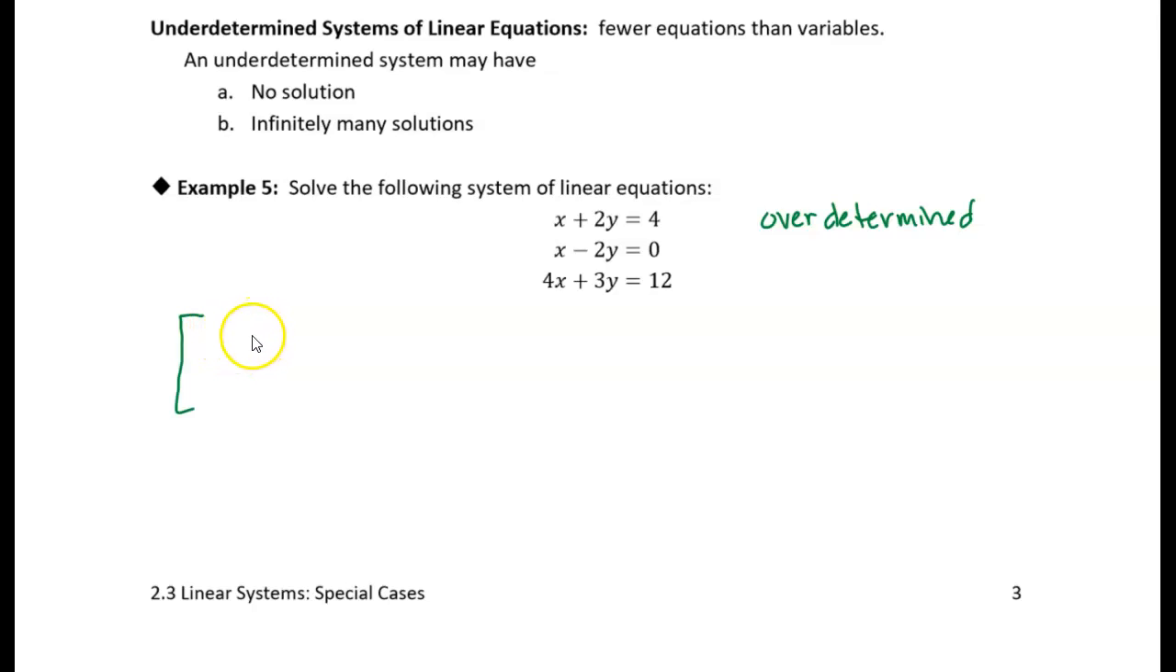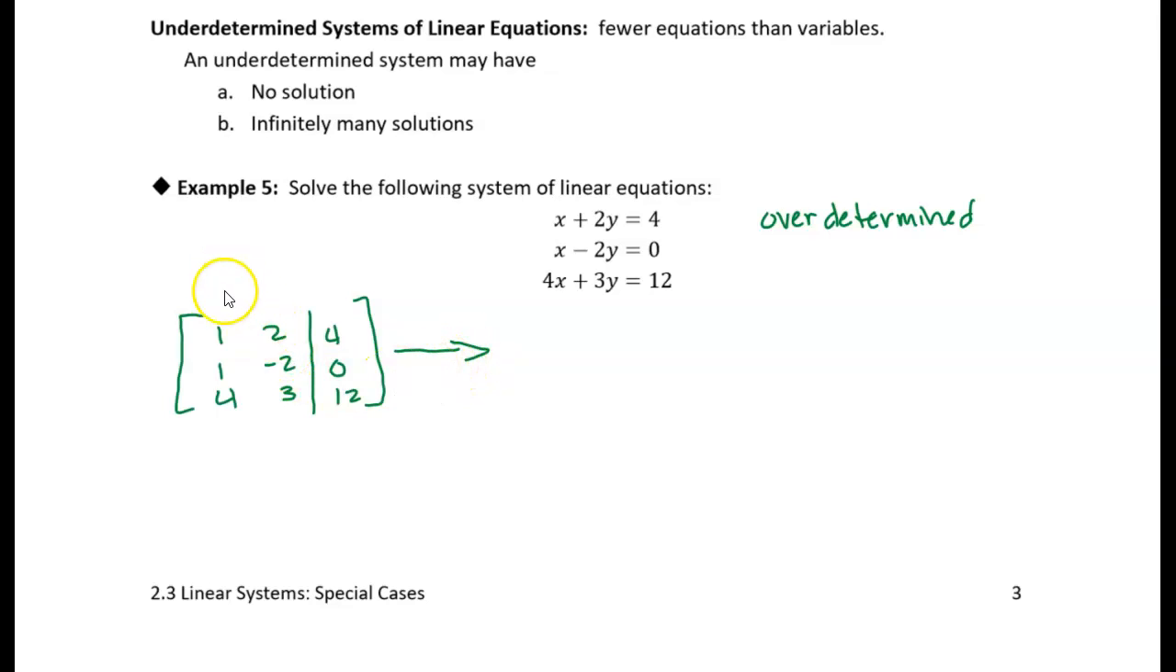So I'm just going to create an augmented matrix, just like I have before. So 1, 2, 4, 1, minus 2, 0, and 4, 3, and 12. Okay, there's my augmented matrix. Now, my end goal is going to be similar. I want to get 1s on the diagonal and 0s everywhere else. I want the first column to be 1, 0, 0. The second column, I want it to be 0, 1, 0. So it looks a little bit different, but let's just give it a try and see what happens.